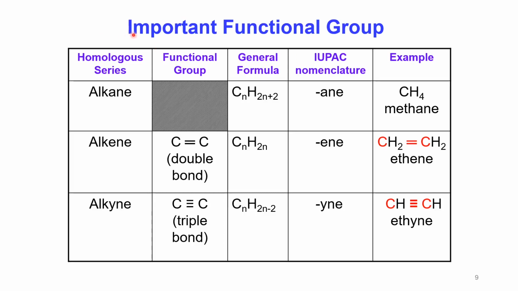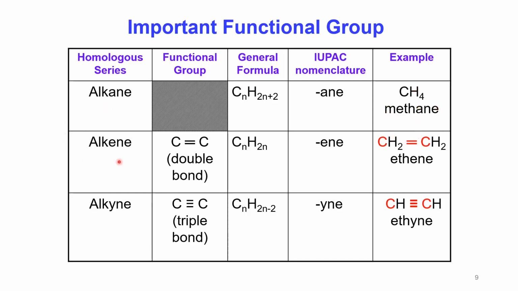Okay, so now we look at the important functional groups of organic compounds. First we have alkane, where the functional group is none. The general formula of alkane, which you need to memorize, is CnH2n+2. The IUPAC nomenclature for alkane ends with the suffix -ane. For example, methane, 1 carbon, CH4, so the name of the compound is methane. So this is the homologous series, or the members, of alkane.